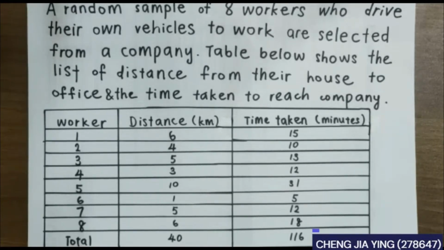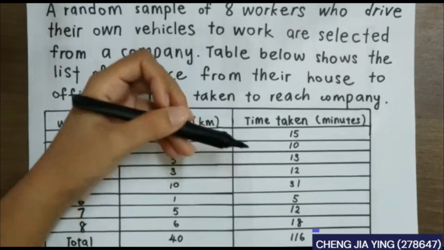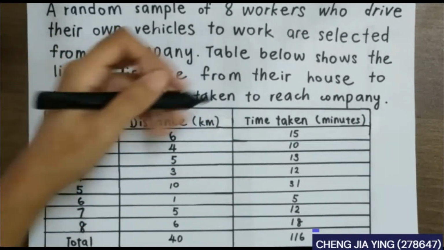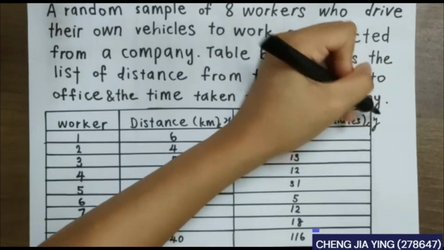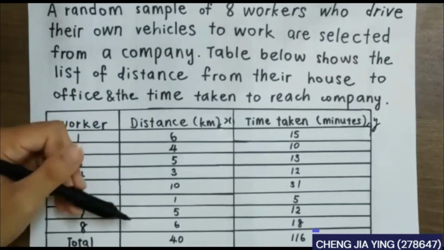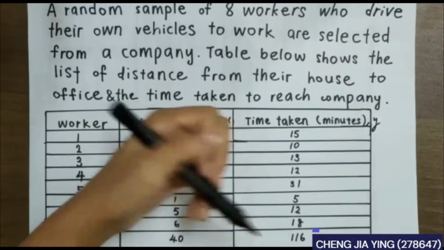Let's look at this question. A random sample of 8 workers who drive their own vehicles to work are selected from a company. The table below shows the distance from their house to the office and the time taken for them to reach the company. From this table, we can see that there are a total of 8 different workers with different distances and different times taken. So the independent variable x is the distance, while the dependent variable y is the time taken. From the table, the total x is 40, while the total value of y is 116.